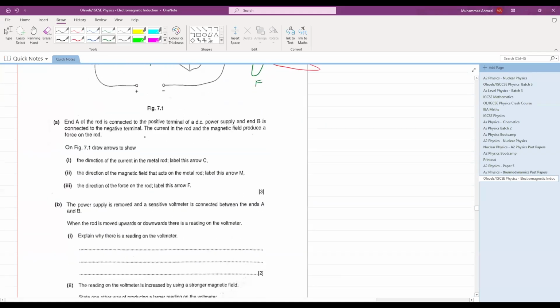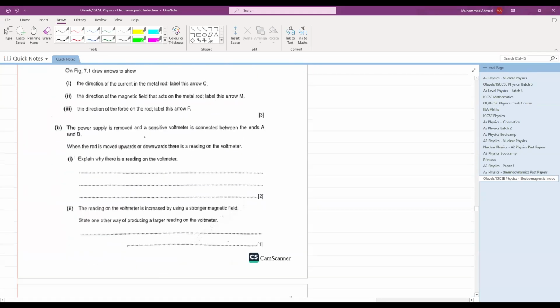Let's further move ahead. The power supply is removed and a sensitive voltmeter is connected between the ends A and B. When the wire is moved upwards and downward, there is a reading on the voltmeter. Explain why there is a reading on the voltmeter. Again, same answer. As the coil moves up and down, the coil cuts the magnetic field. The change in cutting effect produces an EMF. That EMF is recorded on the voltmeter.